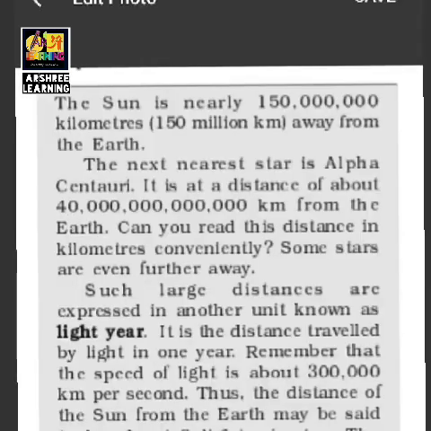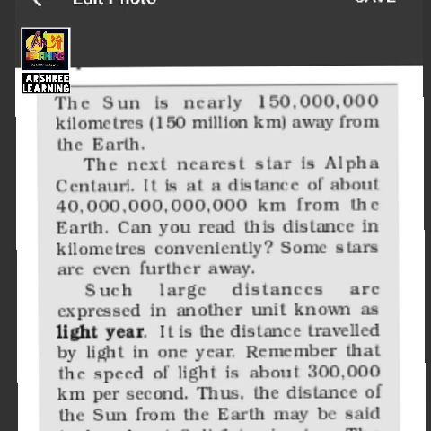Here there is an interesting fact: the sun is nearly 150 million kilometers away from the earth. Since the distance of the sun is so much, it appears smaller from the earth. The next nearest star to the earth is Alpha Centauri. It is at a distance of, the number is given.